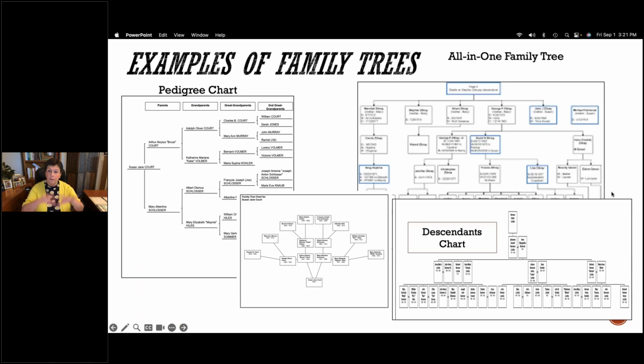Here are some examples of the family tree charts. So the two on the left, the pedigree chart, that is a horizontal pedigree chart. And then there's a fan chart, again, a pedigree chart. I don't know if you can see this or not, because you've got the screen, but I have a picture up. Anyway, the pedigree charts can be vertical, they can be horizontal, or they can be a fan chart. It's kind of blurry, but there's an all-in-one chart on the upper right, and then a descendants chart. And these all qualify as depictions of a family tree.